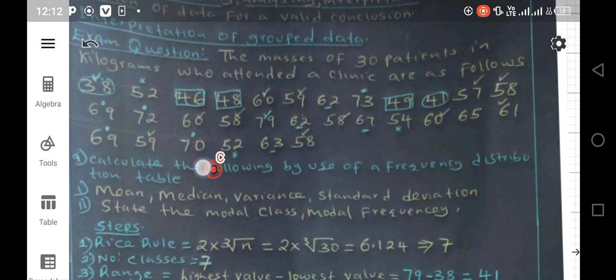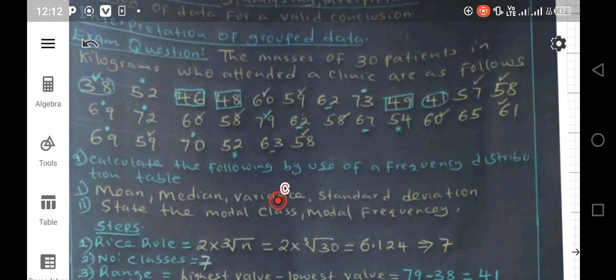The first question says, calculate the following by use of a frequency distribution table. A frequency distribution table, that's the first question. The second one, a mean, median, variance, standard deviation. The third question, state a modal class, modal frequency. Those are the questions which can be set in national exams. But now, for you to be a statistics person, you should be able to come up with your own data so that you can generate your own data. You can go to the field, collect the data, analyze, and use it for a valid conclusion.